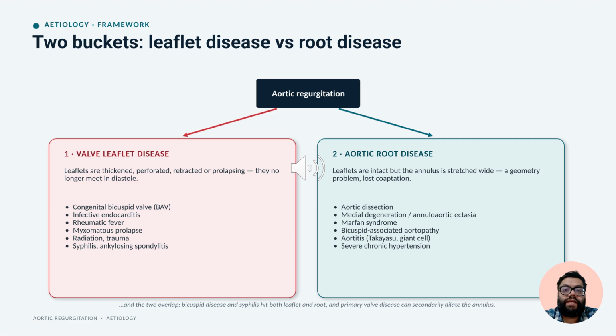You can have severe AR with structurally normal leaflets purely because of geometry. Then, to keep you humble, two culprits straddle both buckets: the bicuspid valve, which is an abnormal leaflet that also comes with an aortopathy, and syphilis, which scars leaflet and aorta together. And remember the feedback loop. A long standing leaflet problem can secondarily widen the annulus, blurring the line. Sort first, then memorize within each bucket. It is far less to hold in your head.